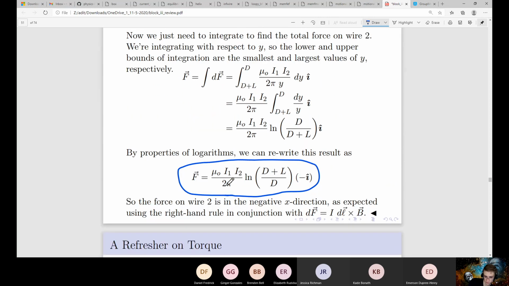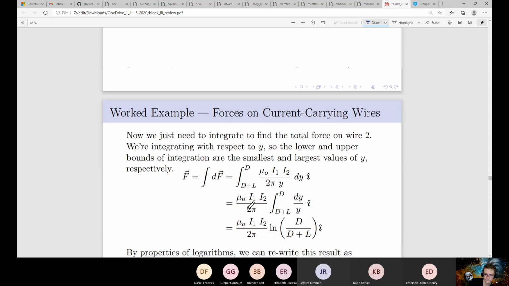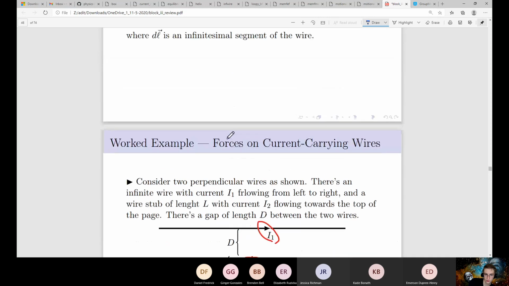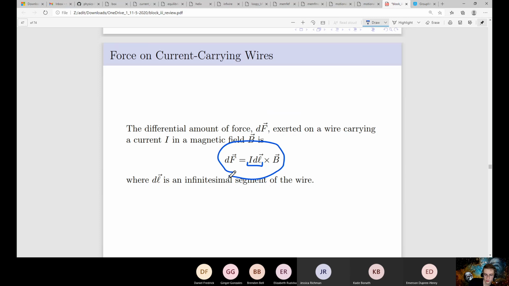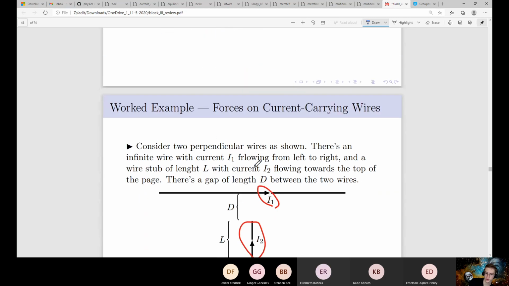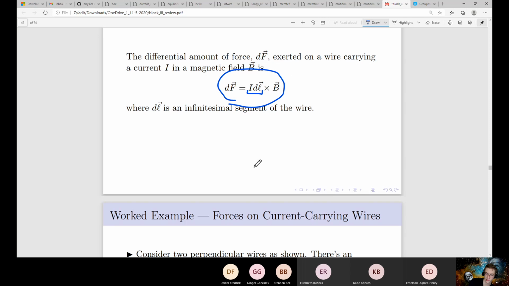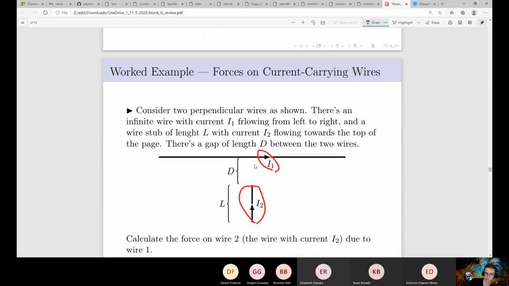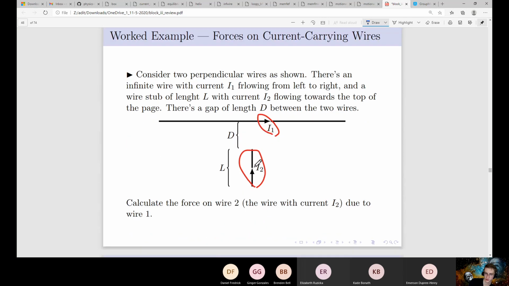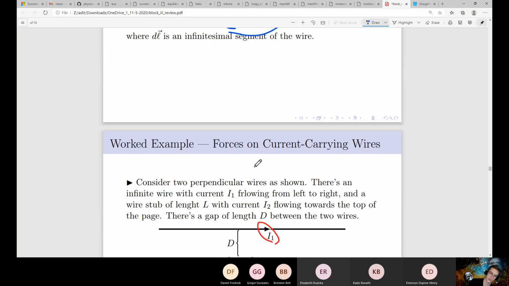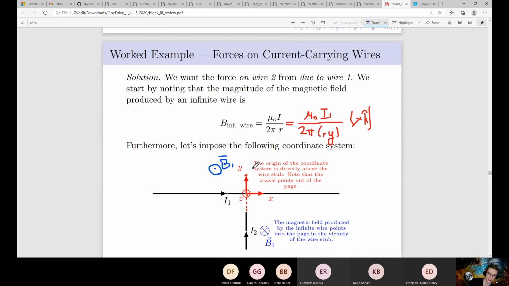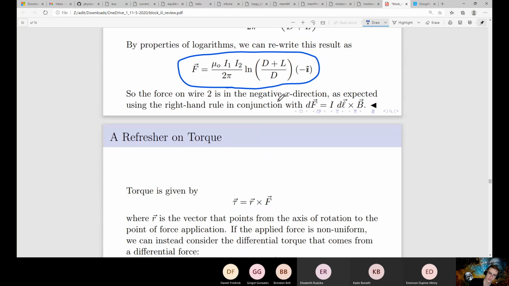Let's do a gut check to make sure everything came out okay. Using this right-hand rule right here, if my IDL vector is pointing in the direction of the wire stub, that's my index finger. So my index finger is pointing up on the page. My B field is pointing into the page. That's my middle finger. My thumb is indeed pointing sort of backwards or to the left. So I should indeed get a force that's in the negative i hat direction.